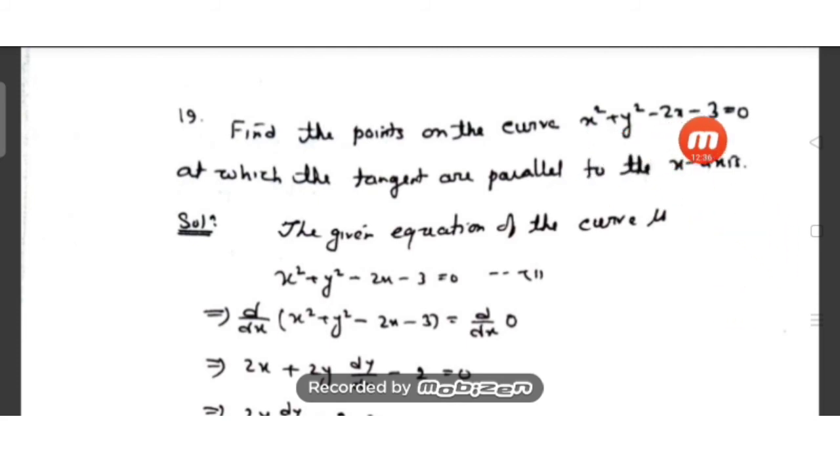The curve is in implicit form. You may convert it into explicit form, but no need. You can directly do the derivative because you know how to do the derivative.